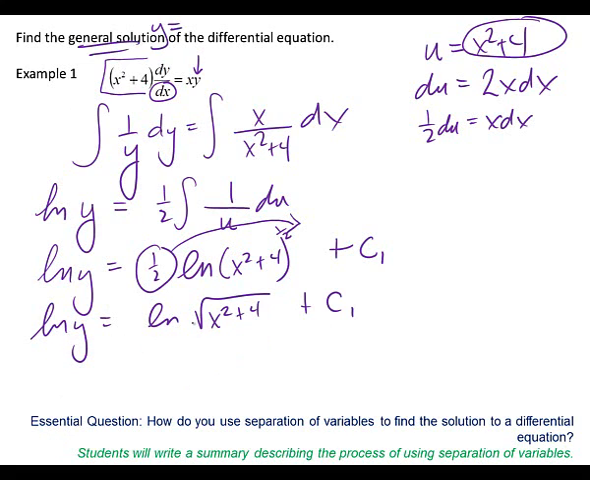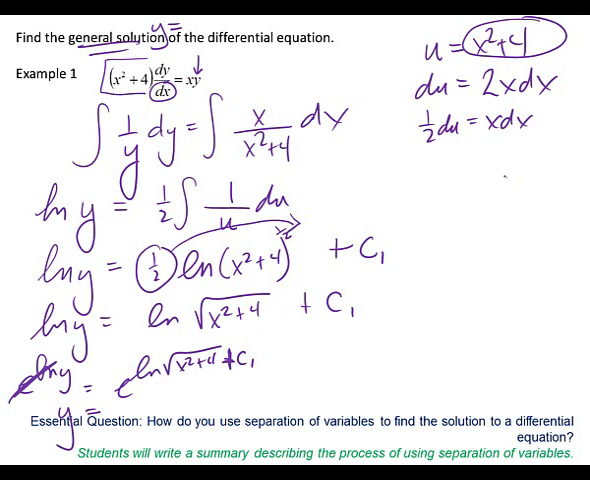So how do we get rid of the natural log? E. So e to the natural log of y equals e to the natural log of the square root of x squared plus 4 plus c sub 1. Alright, this is where things get tricky. These guys cancel. So we've got y equals. You can't cancel this because of that plus sign right there. So remember, this is the thing where we have to tear it apart.